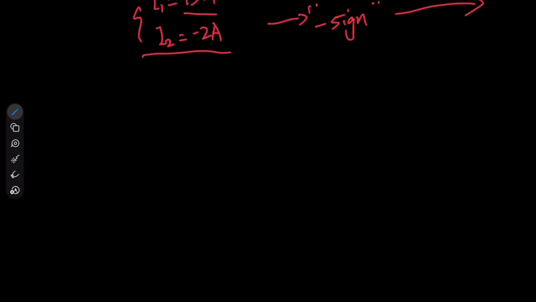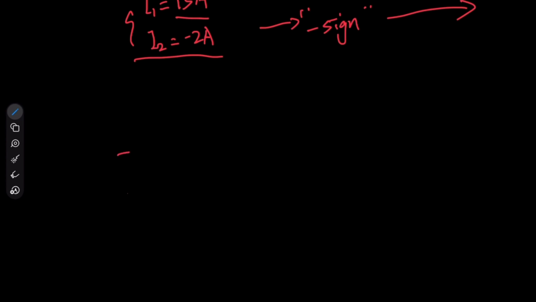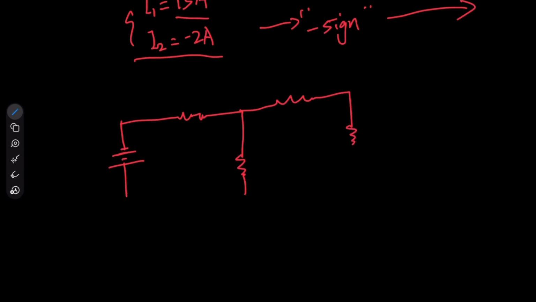If we have more than two loops, sometimes we could have three loops. Let's say I have something like this: one resistor here, another one here, one more. This is our power, and another resistor here.